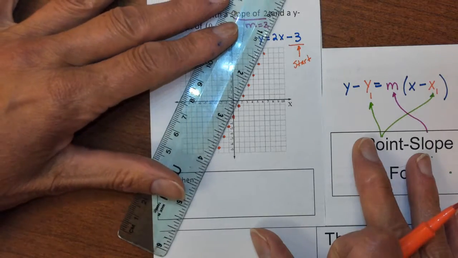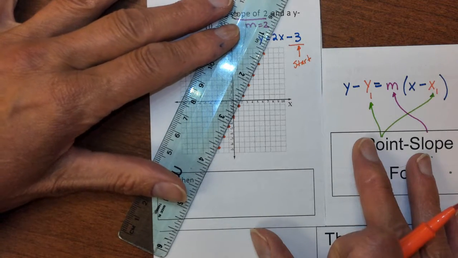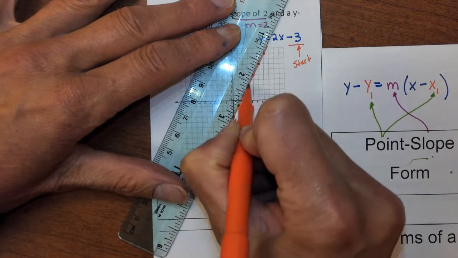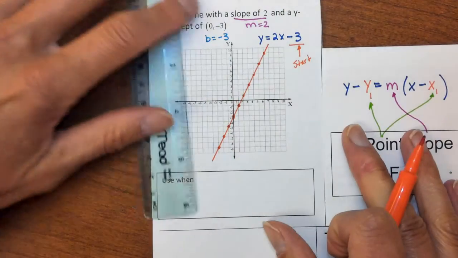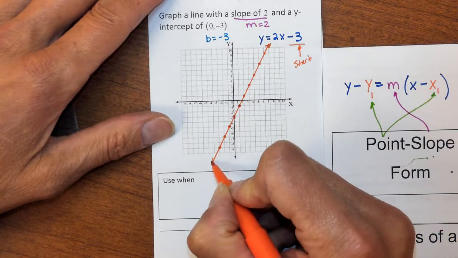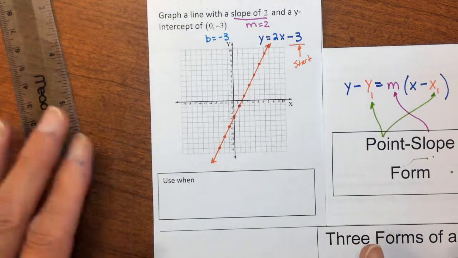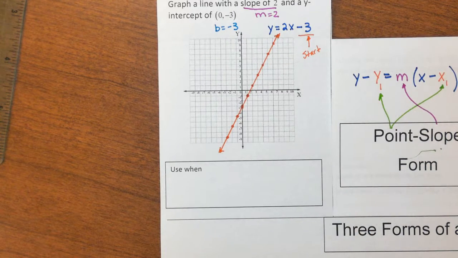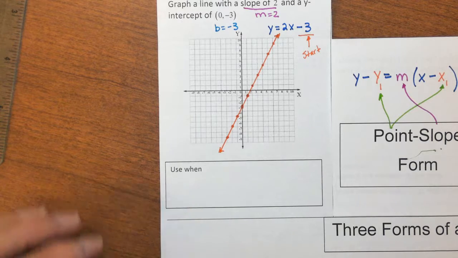And then I can go ahead, line up my ruler, and draw on a nice line. Notice how my line takes up the entire space of the graph. So when would I use slope-intercept form?